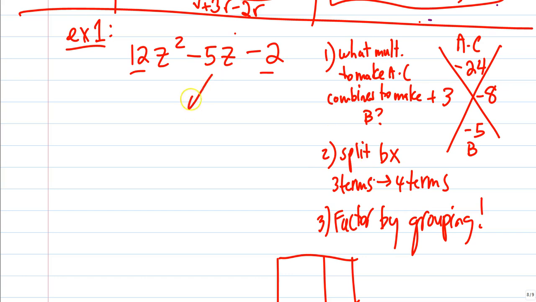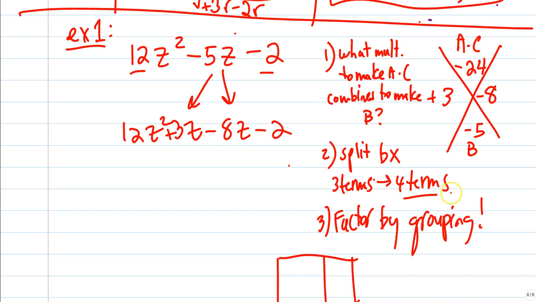That's step 2. We're going to split the bx. We're going to split the middle term using these two numbers. So that negative 5z becomes positive 3z minus 8z. Why would I want to do that? Well, what did we just do? We went from 3 terms to now we have 4 terms. Why would I want 4 terms?